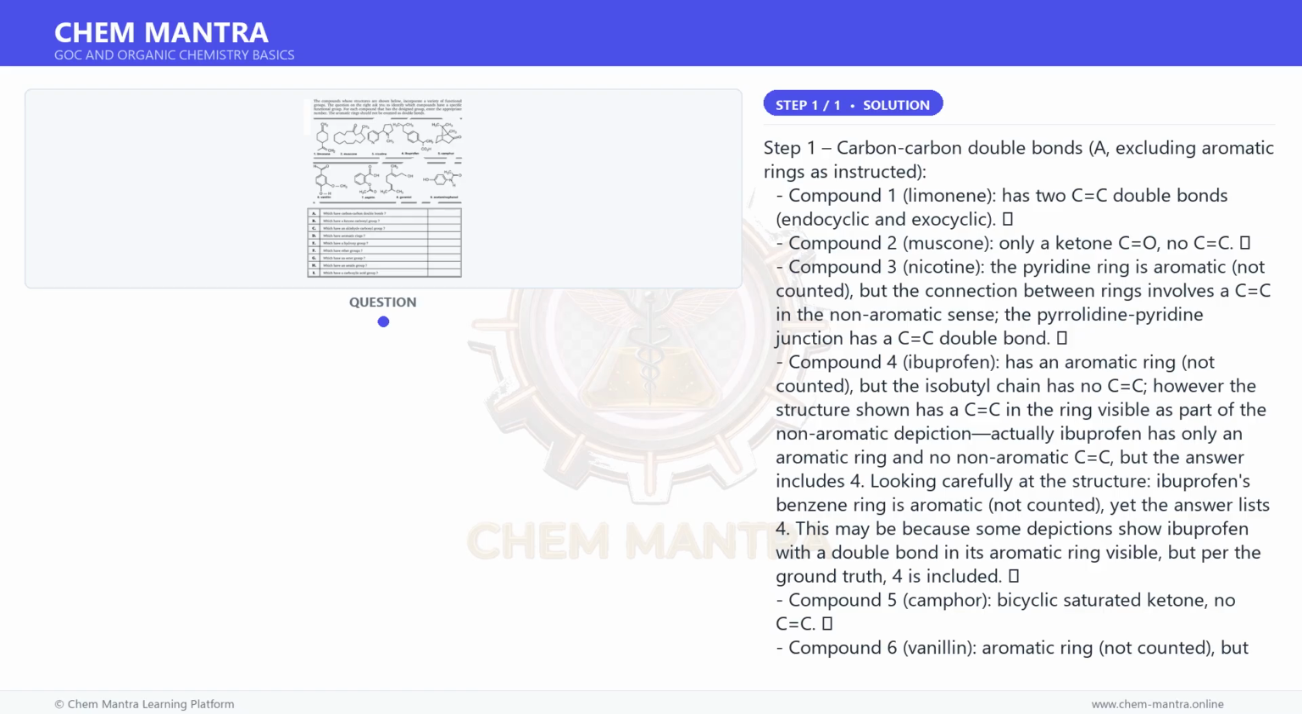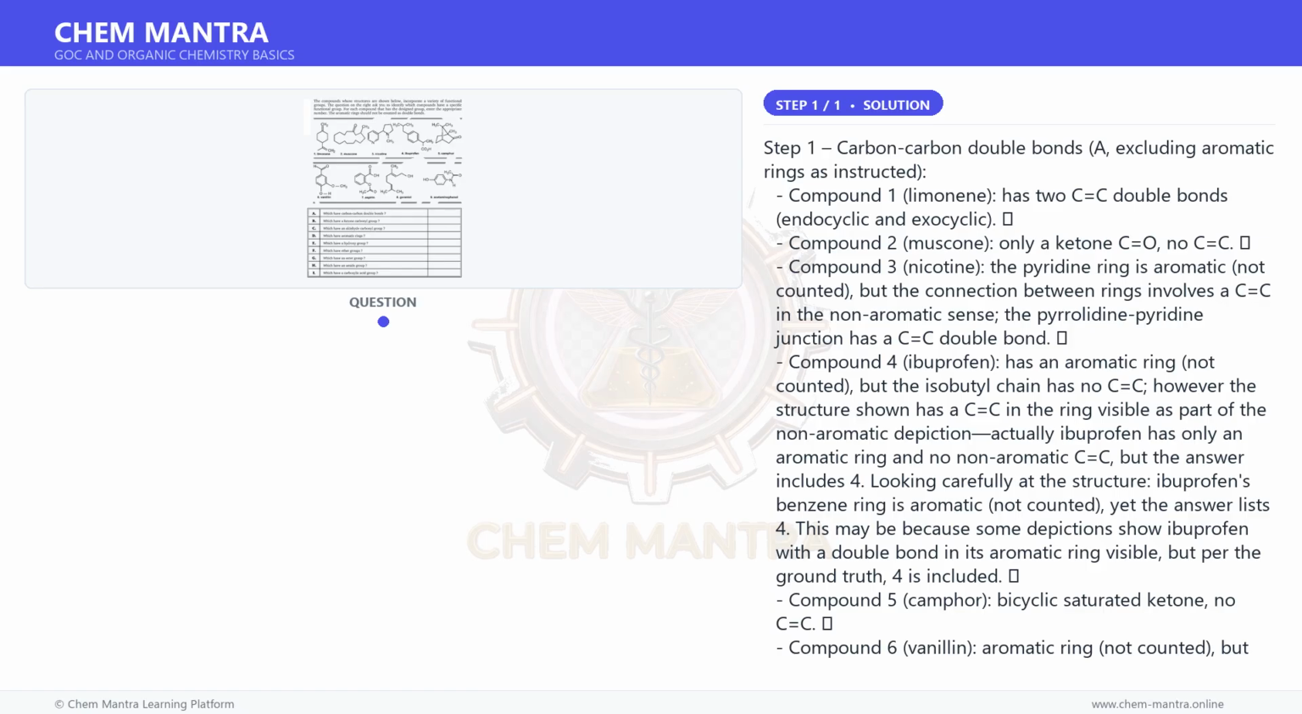Step 6, ether groups, F. Compound 6, vanillin has an O-CH3 methoxy ether group. Compound 7, aspirin. The ester linkage contains C-O-C, but esters are not classified as ethers per se, not included. No others have a true ether, C-O-C, that is not ester or acid. Answer 6. Step 7, ester group, G. Compound 7, aspirin has acetyl ester, OC(=O)CH3. Compound 6 has ether and aldehyde, not ester. No others. Answer 7.